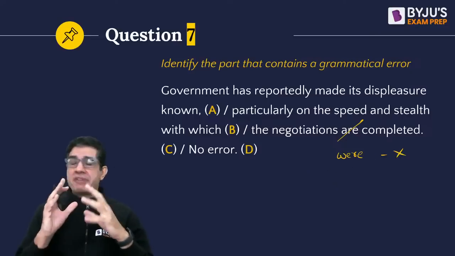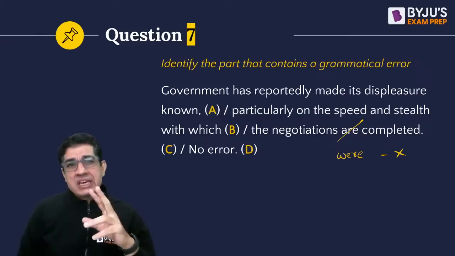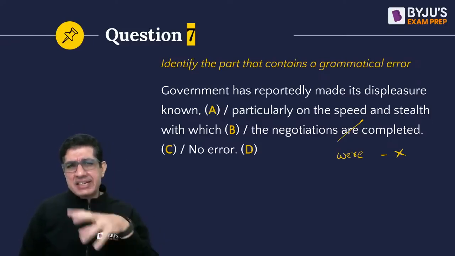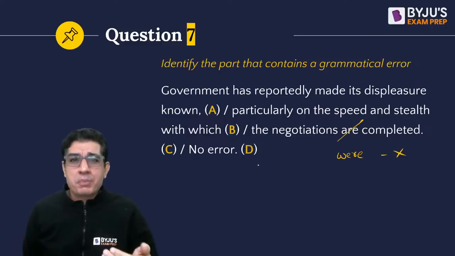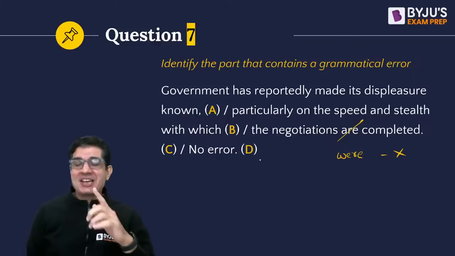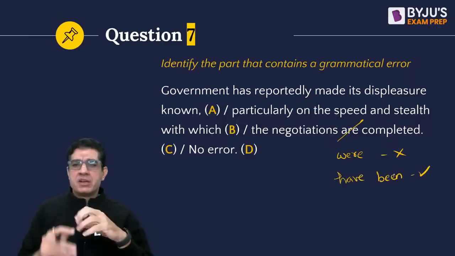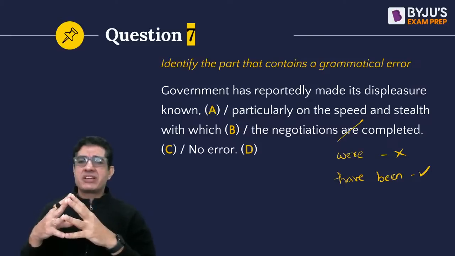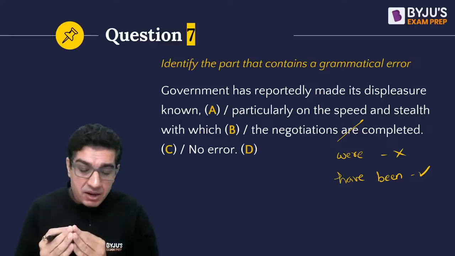Why? When you come across a task that happened in the past, then you think, do I know when it happened? Does the sentence tell me when? If the sentence tells you the when, then you use simple past. But if the time of occurrence is not known to you, then you are supposed to use present perfect. So therefore, the correction here should be have been. Government has reportedly made its displeasure known, particularly on the speed and stealth with which the negotiations have been completed.